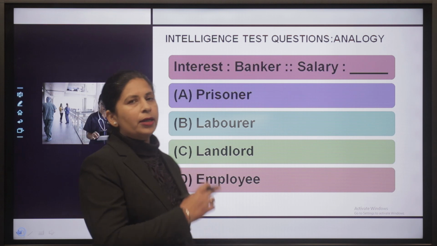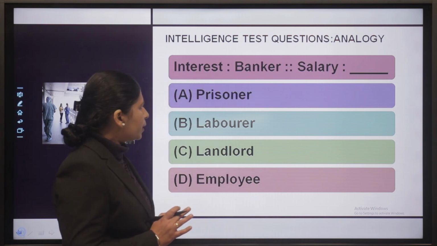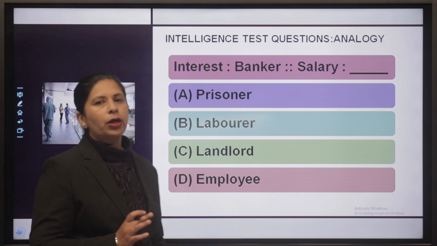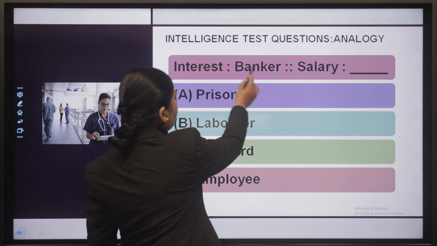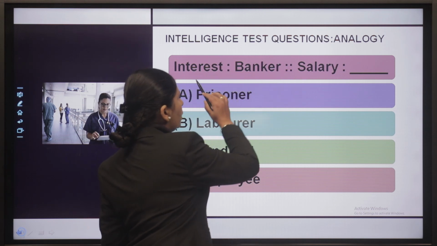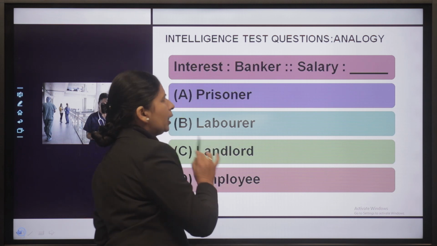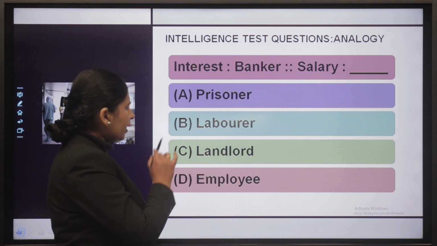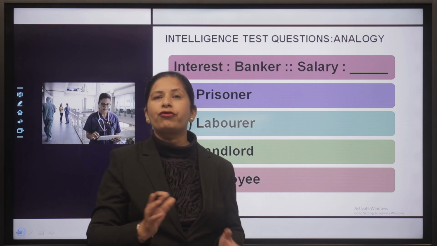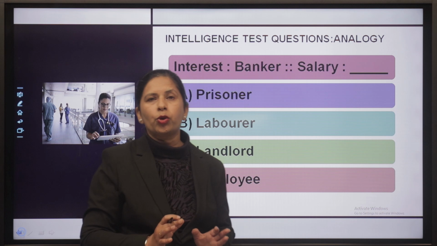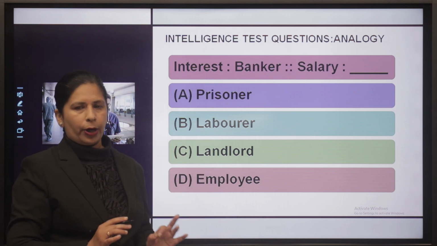Interest is to banker as salary is to what? Okay, options are prisoner, laborer, landlord or employee. So just find out the analogy. Banker, interest, salary. सैलरी किसको मिलती है? प्रिजनर को, लेबरर को, लैंडलॉर्ड को कि एम्प्लॉय को? कौन सा करेक्ट ऑप्शन होगा? यहाँ पे करेक्ट ऑप्शन होगा एम्प्लॉय. So first you have to find out the analogy and then only you can guess the correct answer. So the correct answer for this is employee.